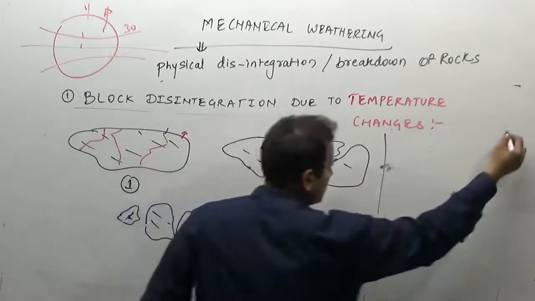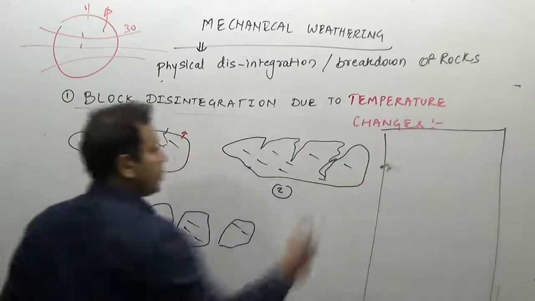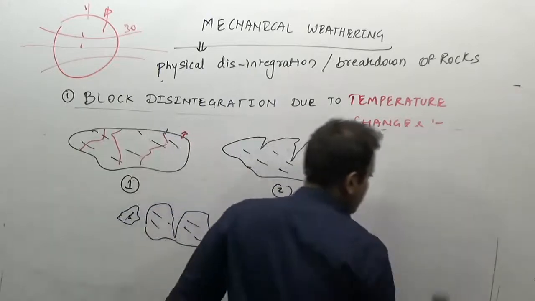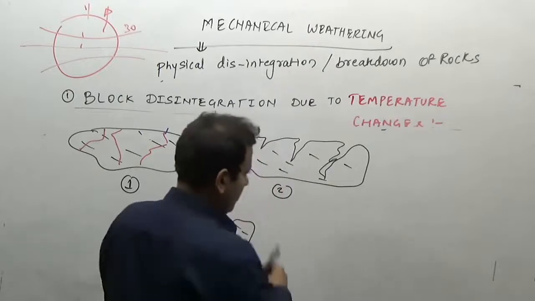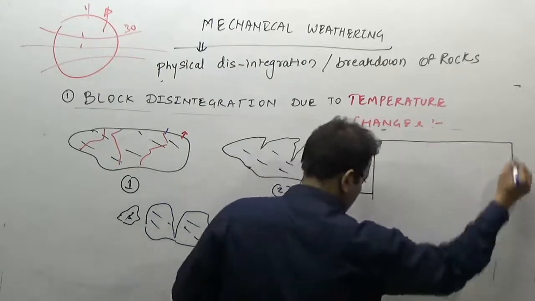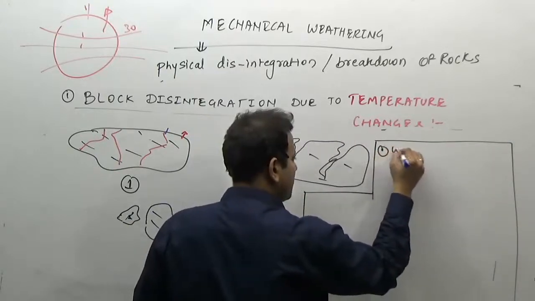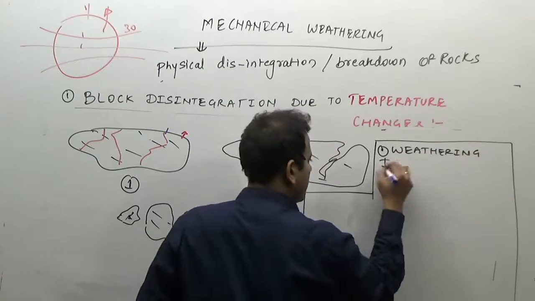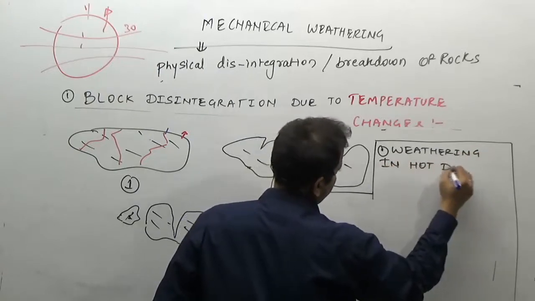How is it different from the earlier one, that is block disintegration due to the frost action? Here it occurs in the areas of very, very high amount of insolation, areas in which there is a heavy amount of sunlight. It is a kind of weathering in the hot regions or in the desert regions. So we can say it is a weathering in hot desert regions.